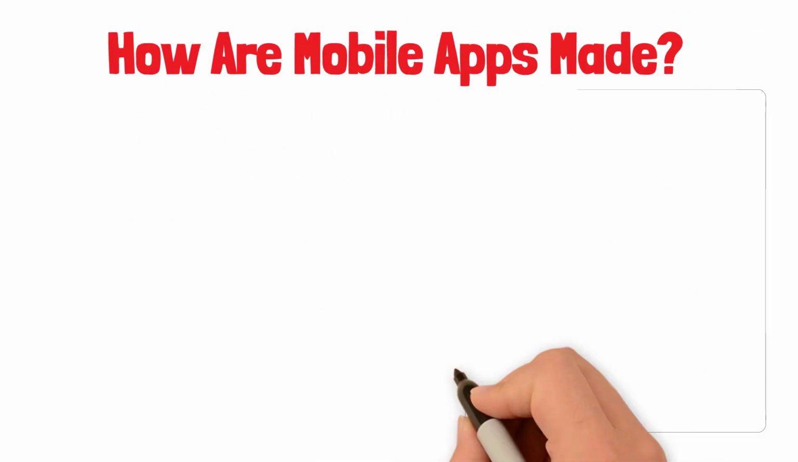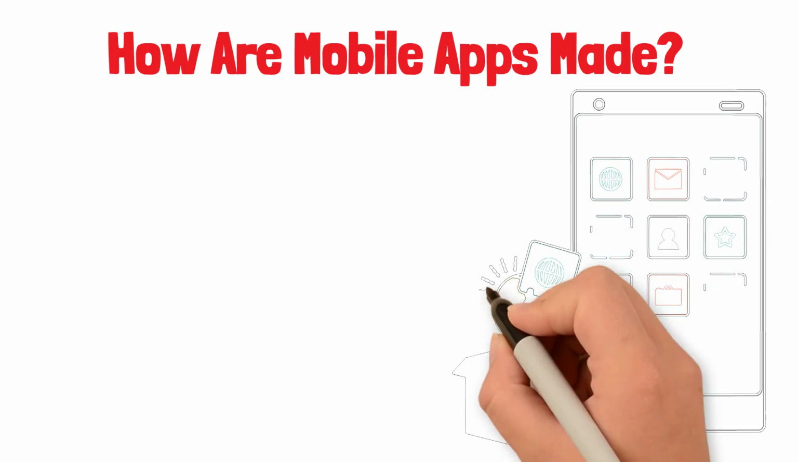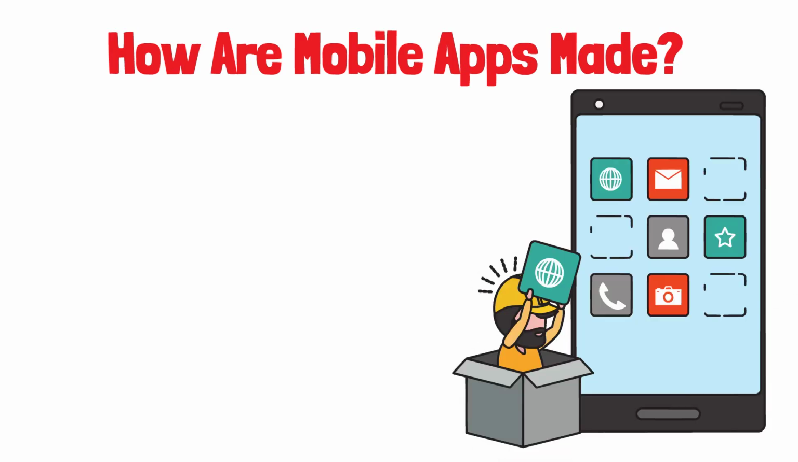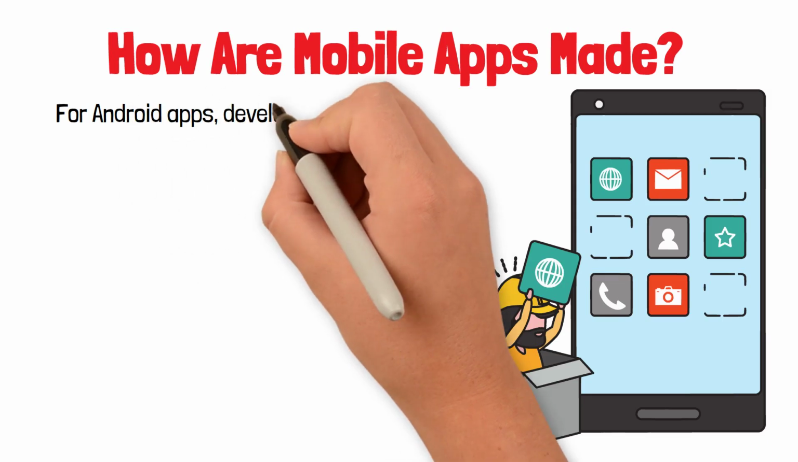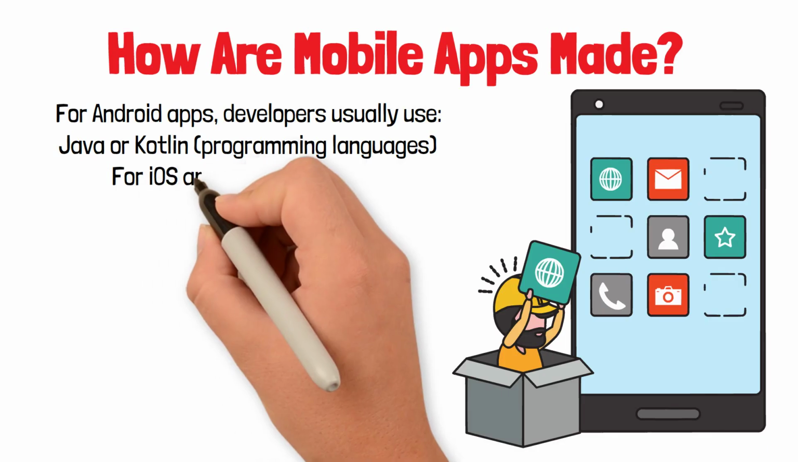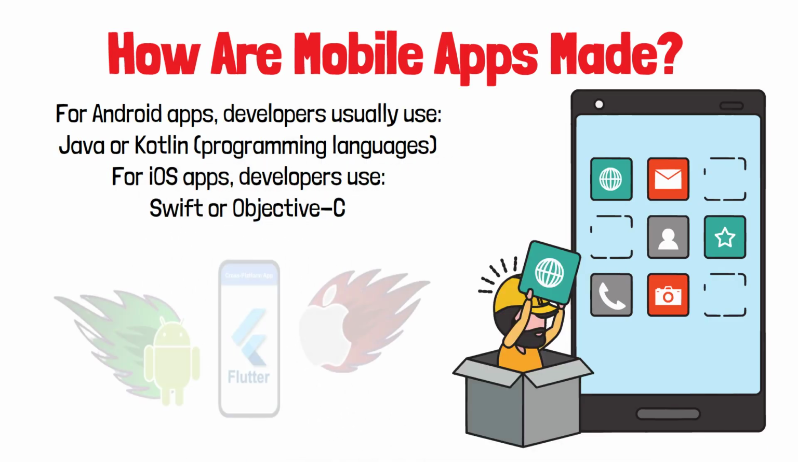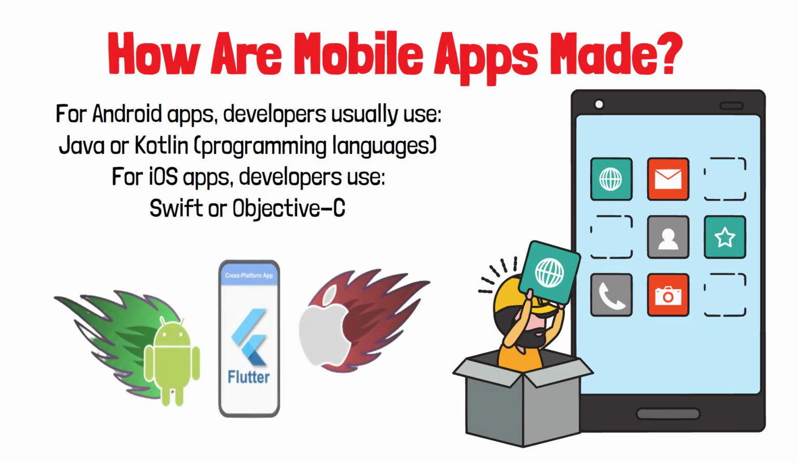How are mobile apps made? To make an app, you write something called code. It's like the secret recipe that tells your app what to do. For Android apps, developers usually use Java or Kotlin programming languages. For iOS apps, developers use Swift or Objective-C. But writing separate code for Android and iOS takes double the work.